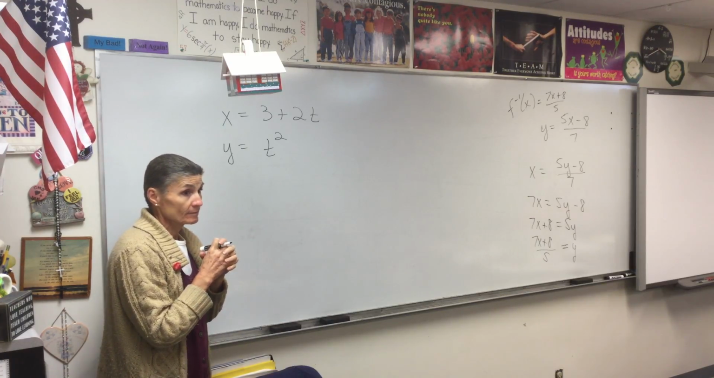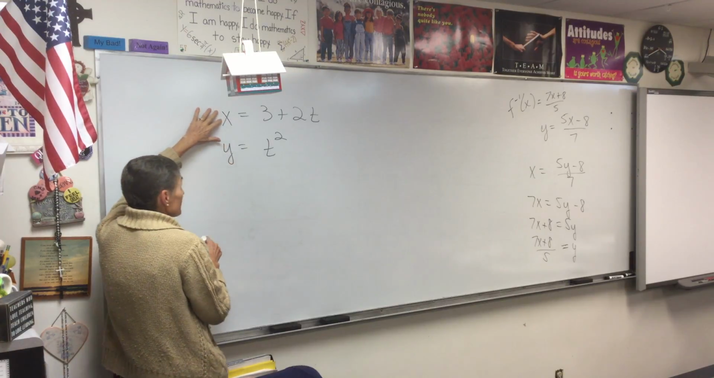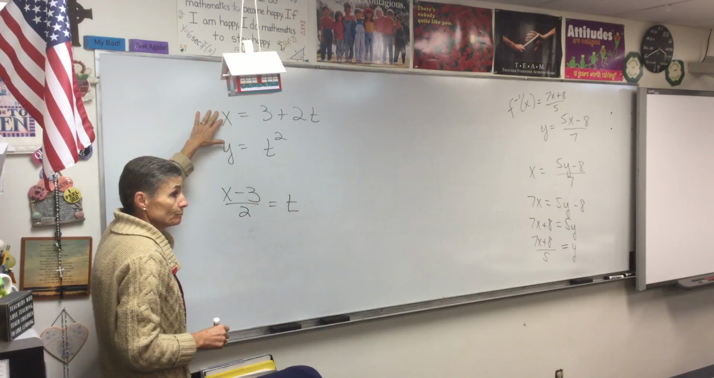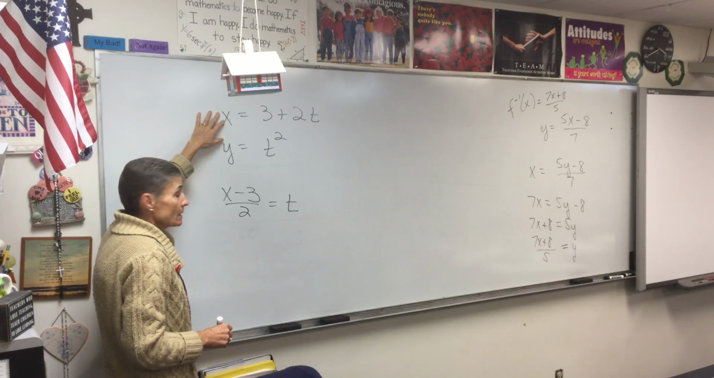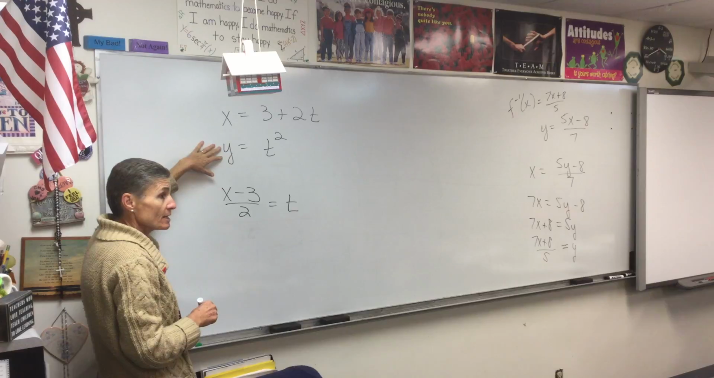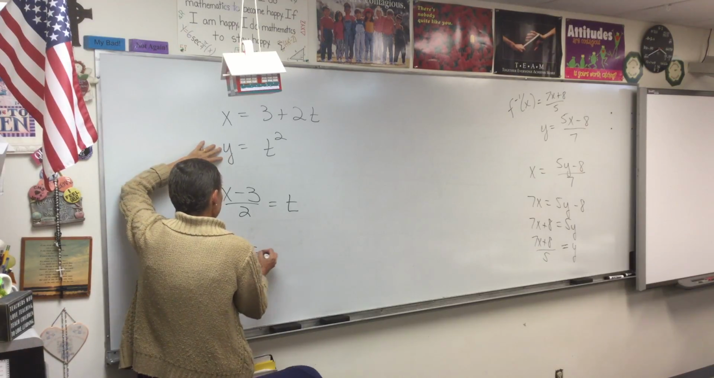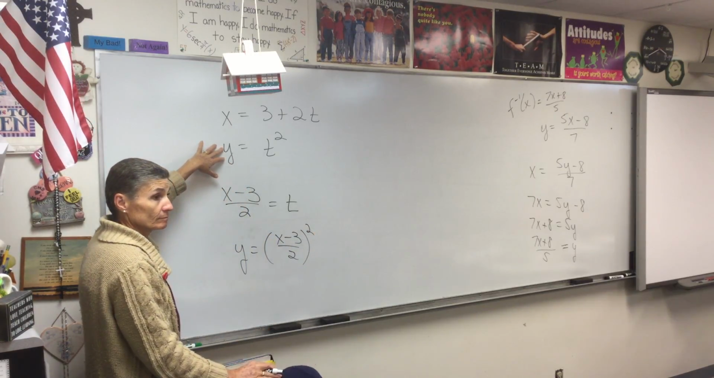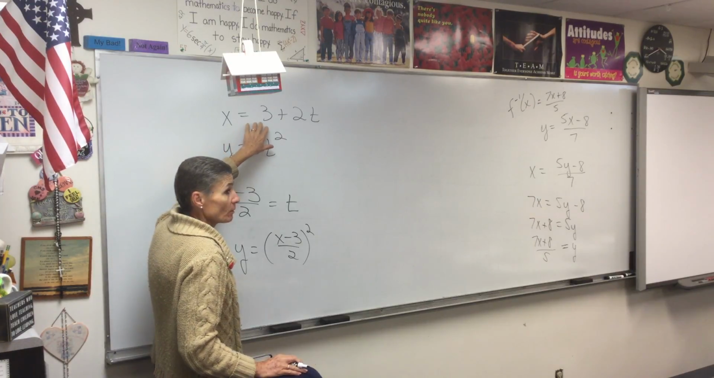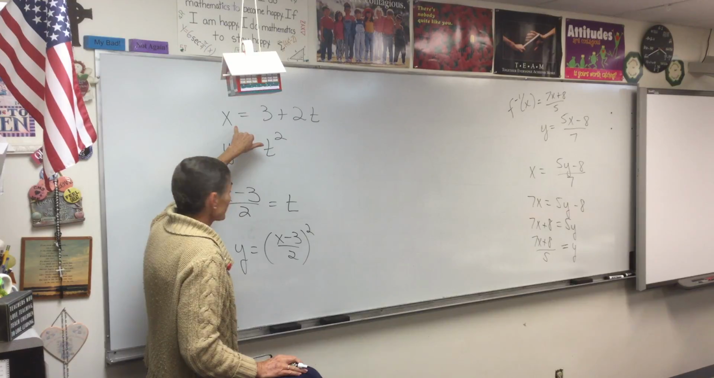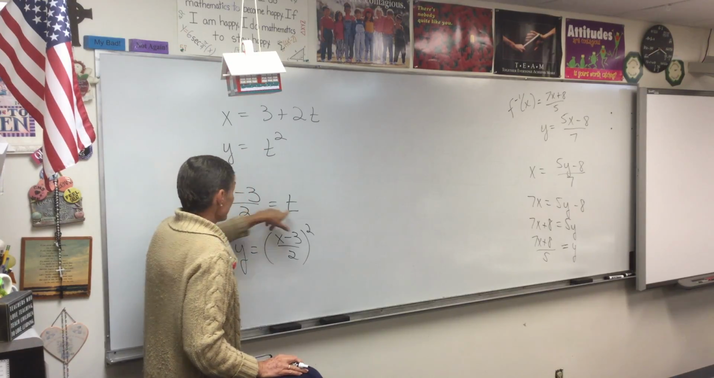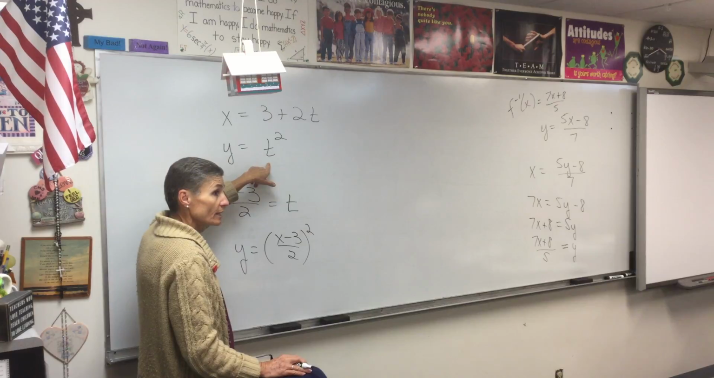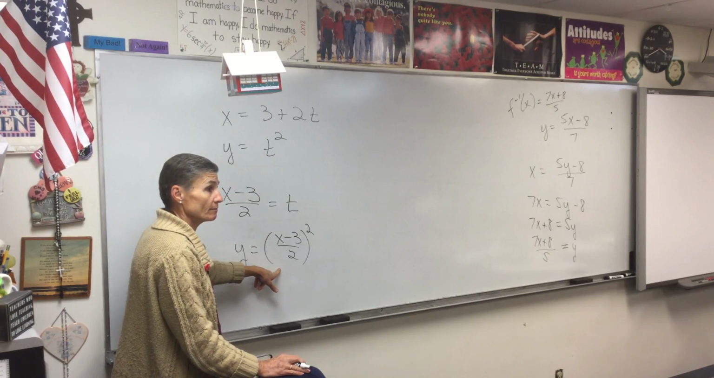Okay, we've got to ditch the t. The t's got to go. So I'm going to look at this top equation. I'm going to say, all right, x minus 3 over 2 equals t. Would you agree with that? So now I know what t equals. So I'm going to step down here, and what am I going to say? y equals x minus 3 over 2 squared. Okay, up here's the top equation. Subtract 3, and divide by 2. And then I have t by itself, which I then can plug into this equation. This is what t equals, so I substitute it in. And this is what I get when I substitute it in. All right.